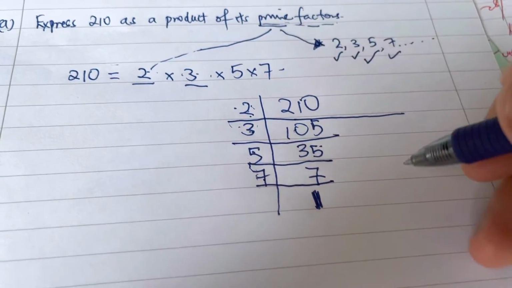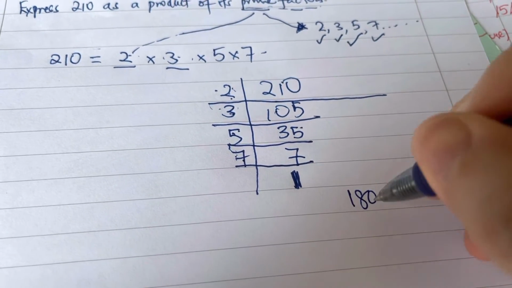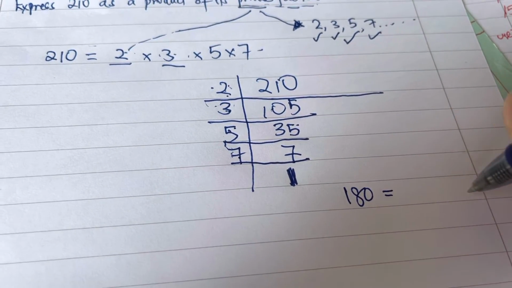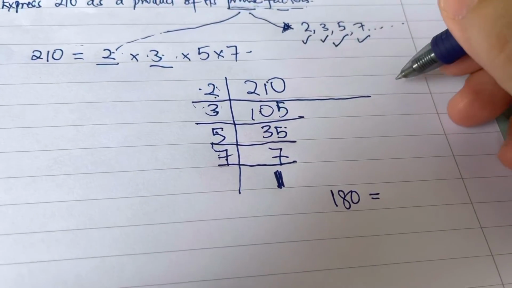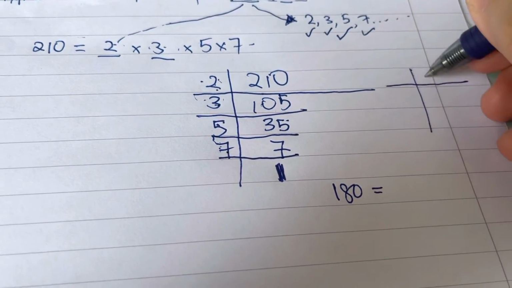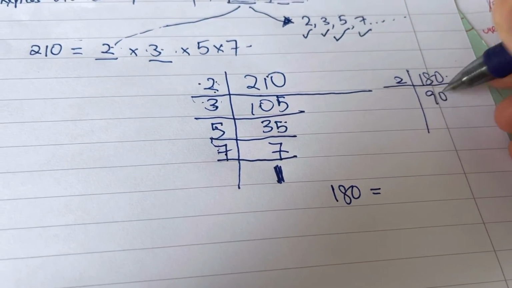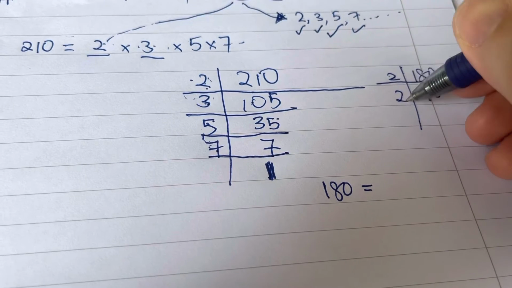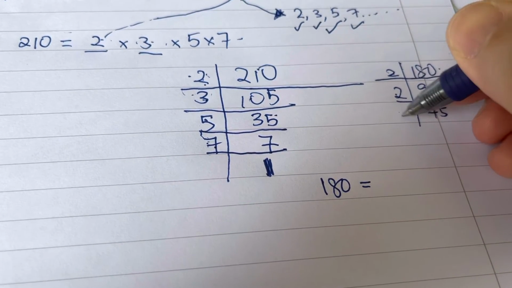Now let's say I give you another example of expressing a number as a product of its prime factors. Let's say I say 180. Okay, I want you to express it as a product of its prime factors. How would you do it? Same thing, you write 180 here, then you divide by 2 and get 90. Then divide by 2 again, in this case you can, to get 45. Can I divide by 2 again?